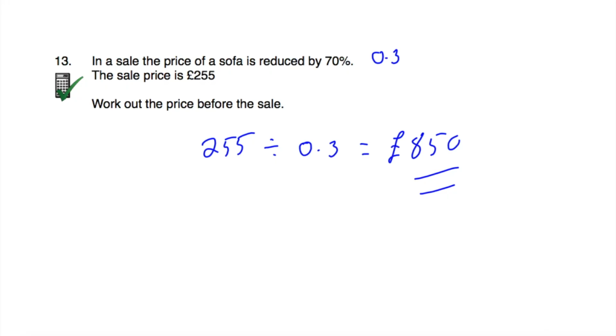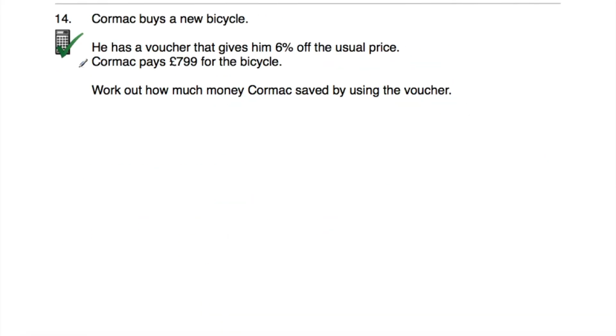Okay, let's look at our next question, question number 14. So Cormac buys a new bicycle and he has a voucher that gives him 6% off the usual price, and he pays £799 for the bicycle. And the question says, work out how much money Cormac saved using the voucher.